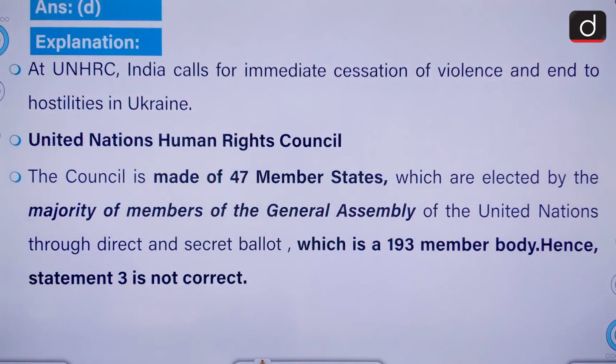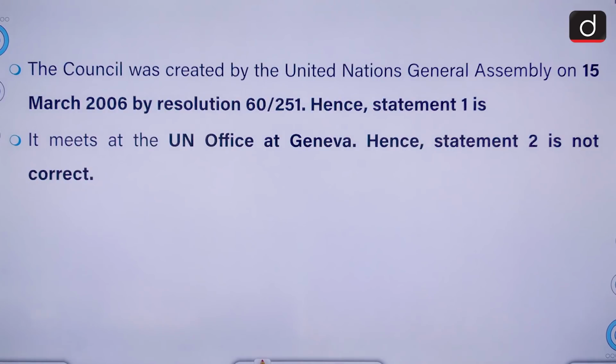At UNHRC, India calls for immediate cessation of violence and end to hostilities in Ukraine. UNHRC is made of 47 member states, which are elected by majority of members of the General Assembly of the United Nations through direct and secret ballot, which is a 193-member body. So there is a difference between the number of UNHRC members and UNGA members. The council was created by the United Nations General Assembly on 15th March 2006 and it meets at the UN office at Geneva, not The Hague.